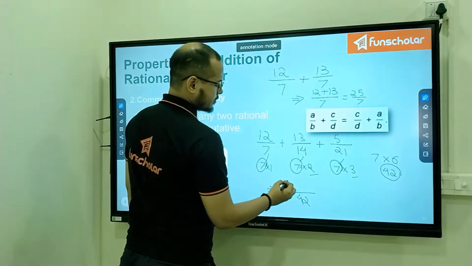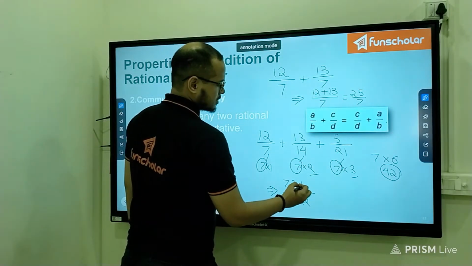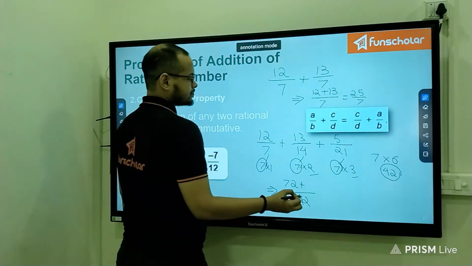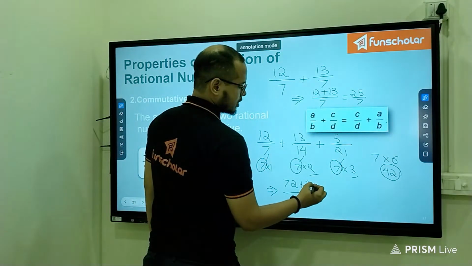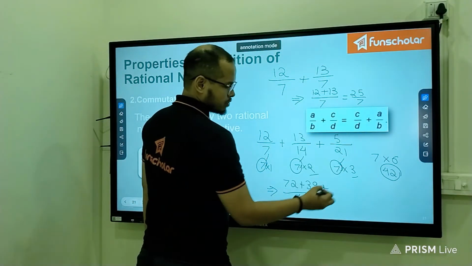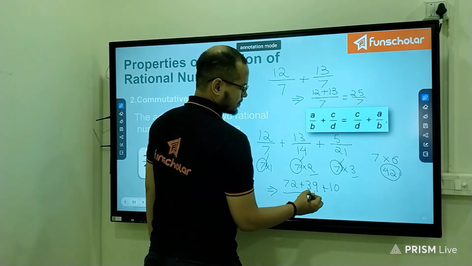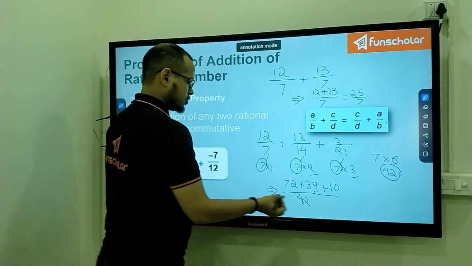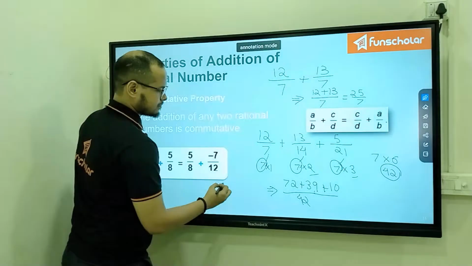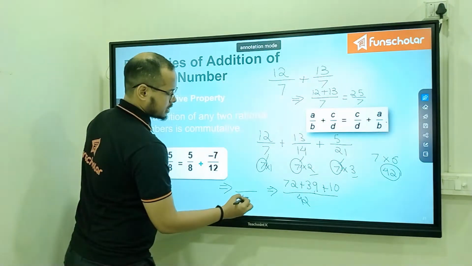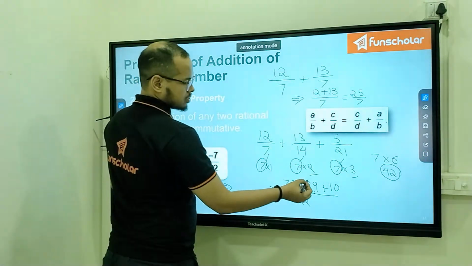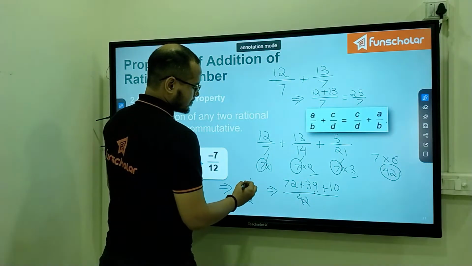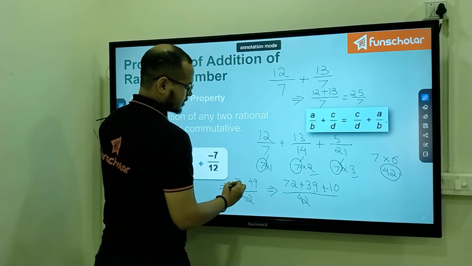12 sixes are 72, plus 13 into 3, 39, plus 5 twos are 10. I'm writing it here, so 42 again in the denominator. So 39 plus 10, 49. 49 plus 72.